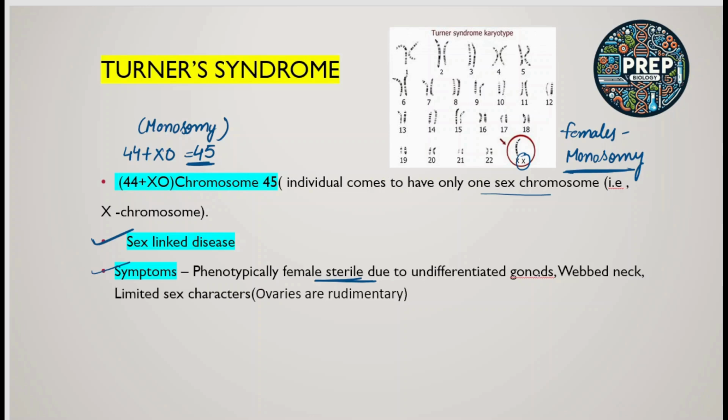Due to the undifferentiated gonads, the reproductive organs are not well developed. The females have a webbed neck. Okay, limited sex characters are seen. Ovaries are not developed, they are underdeveloped. Ovaries are rudimentary. Okay, so these all are the symptoms of Turner syndrome.